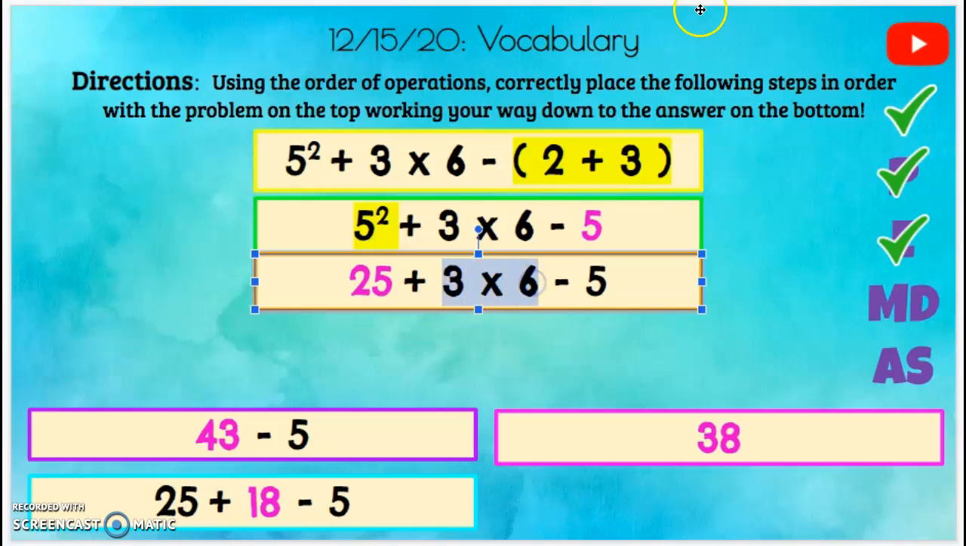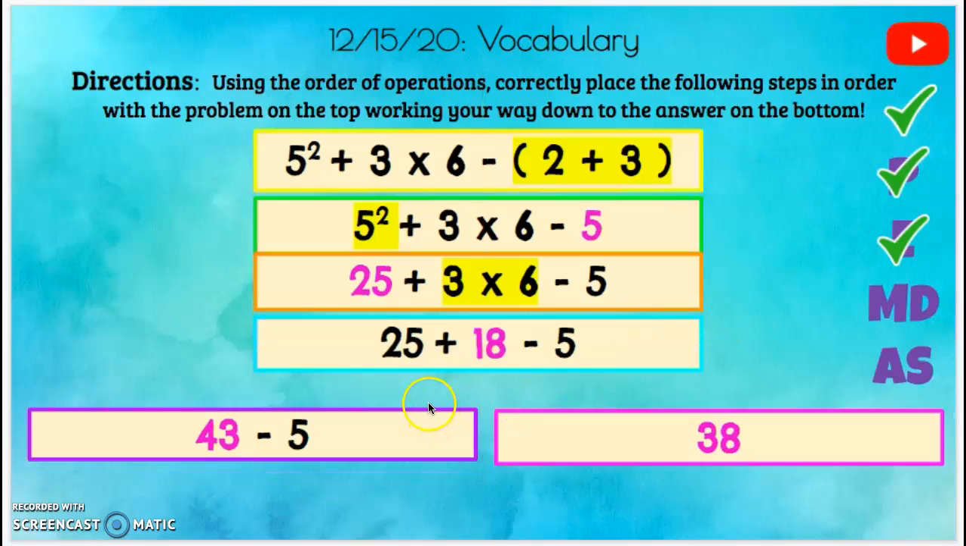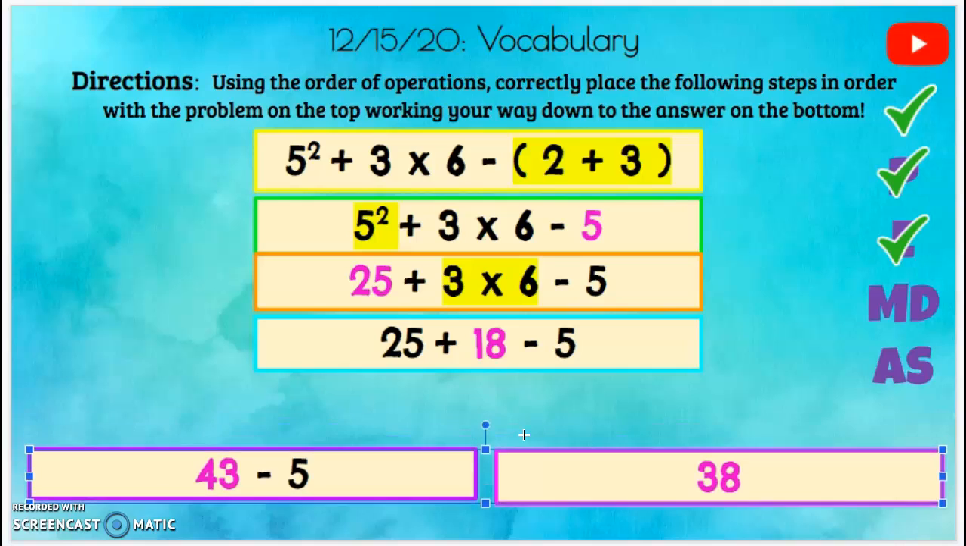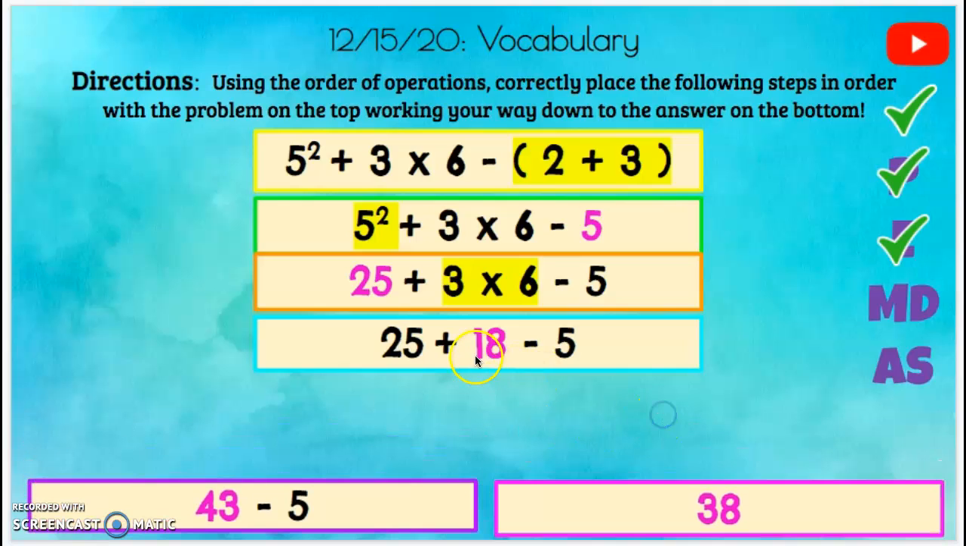So 3 times 6. Well, what's 3 times 6 going to be? I know 3 times 6 is 18. Ooh, look it down here, 18. Move this up here. Awesome. Move these down a little bit. All right, then, do we have any more multiplication or division? Nope, so I'm going to check that off.